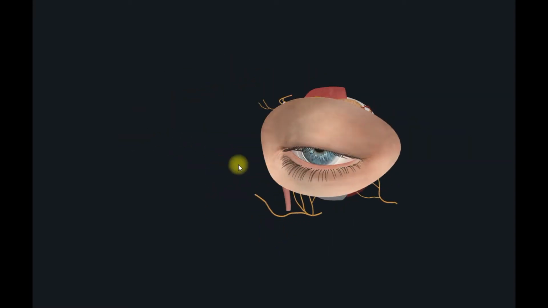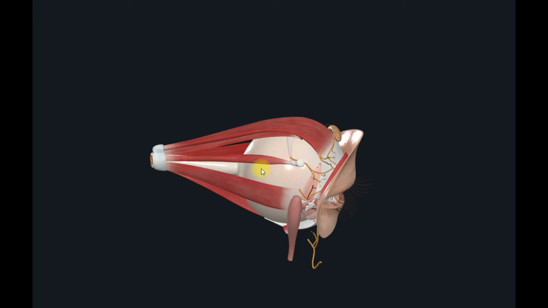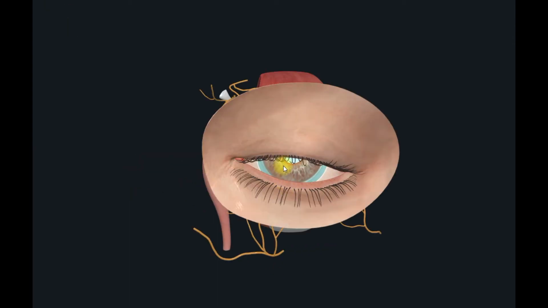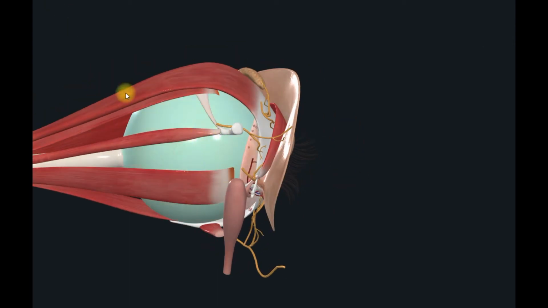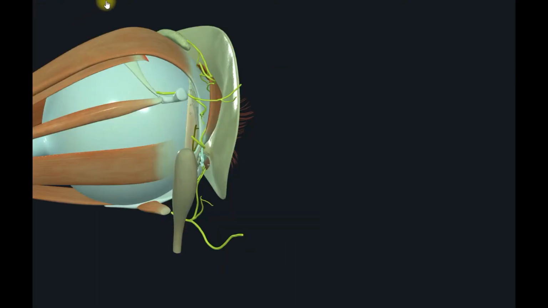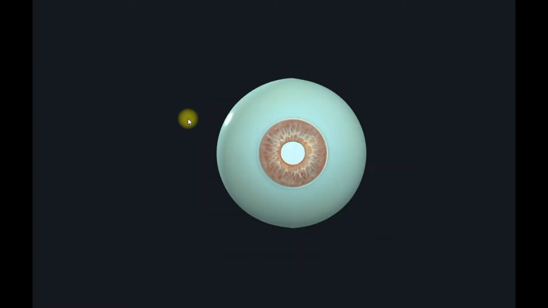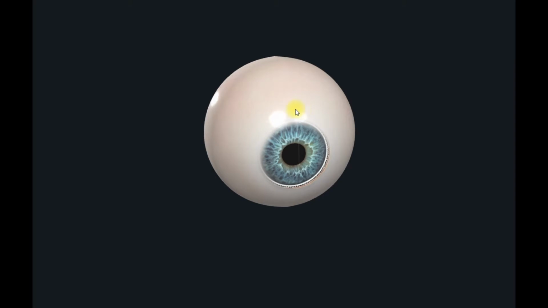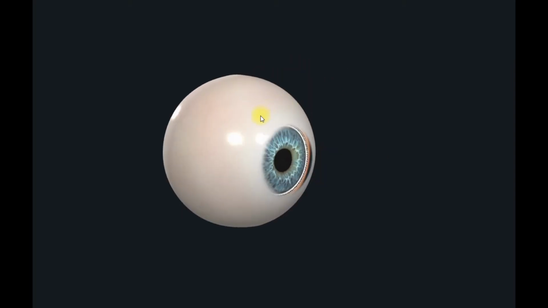Let's see it in more detail. The eye consists of two main parts, that is the eyeball, pointed by green, and the auxiliary apparatus, the accessory apparatus of the eye. The eyeball. The eyeball consists of three layers and the eye core.